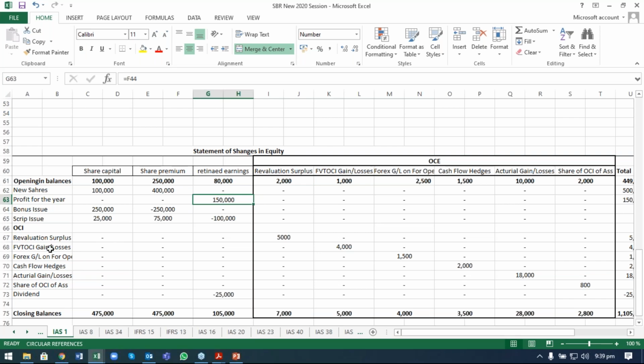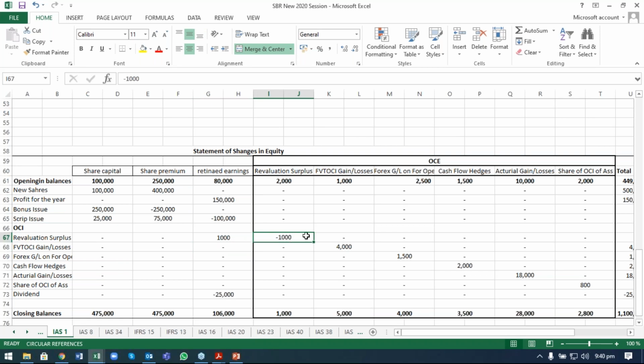Suppose I'm just mentioning here revaluation surplus. I'm just removing 1000 from here, sorry, it's minus 1000 from here. I'm going to add this one up, 1000 here. This means non-recycling. This data will never appear within the income statement. Are you getting the point?